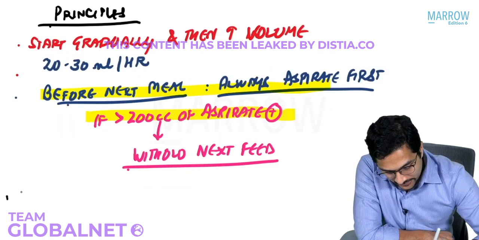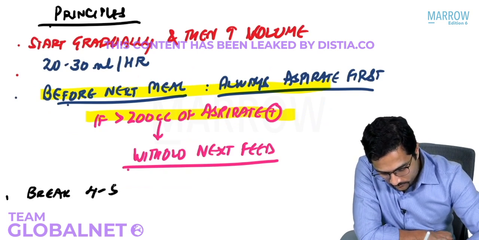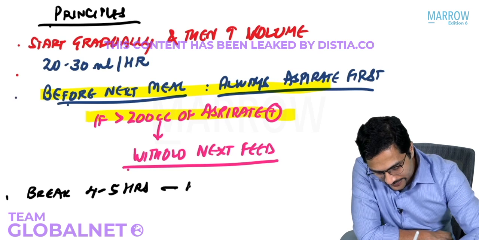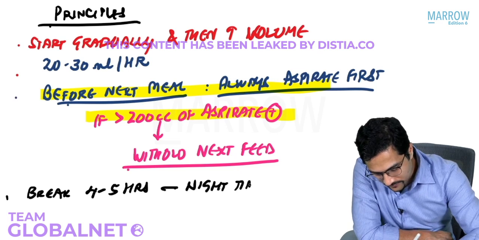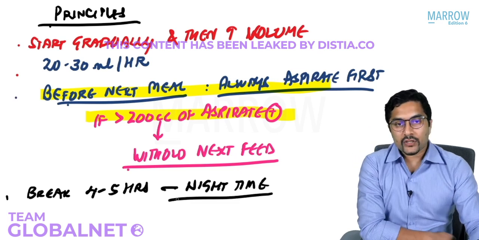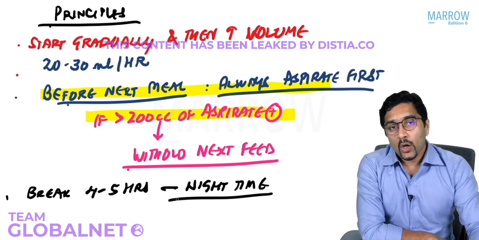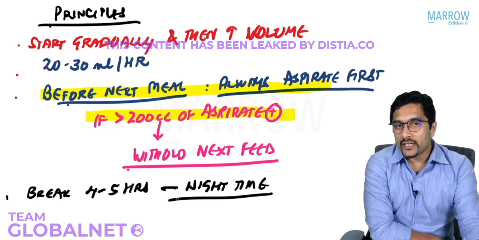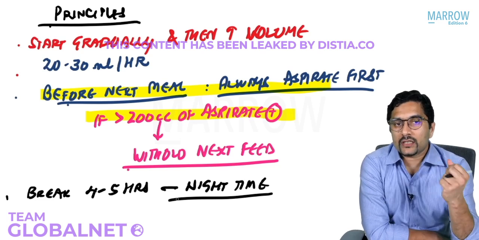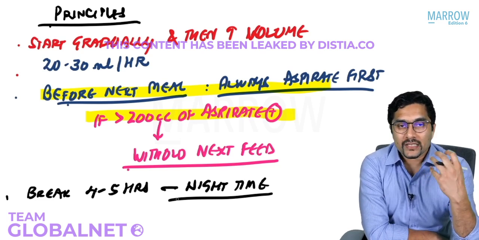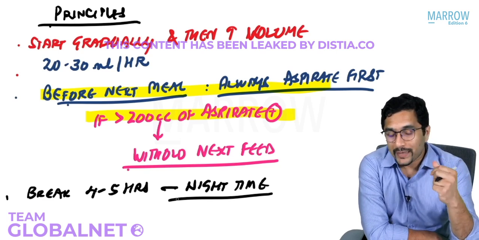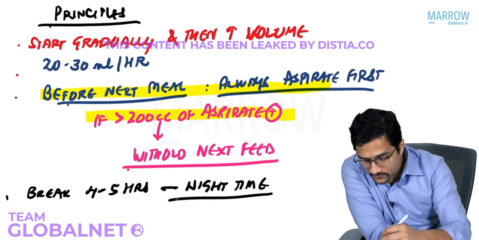Also, in the night time, we give a break of 4 to 5 hours in these patients. So these are the principles when we are following tube feeds. Also, you should remember that after every tube feed, you should flush the tube with saline so that it does not get blocked and it remains patent for a longer period of time.